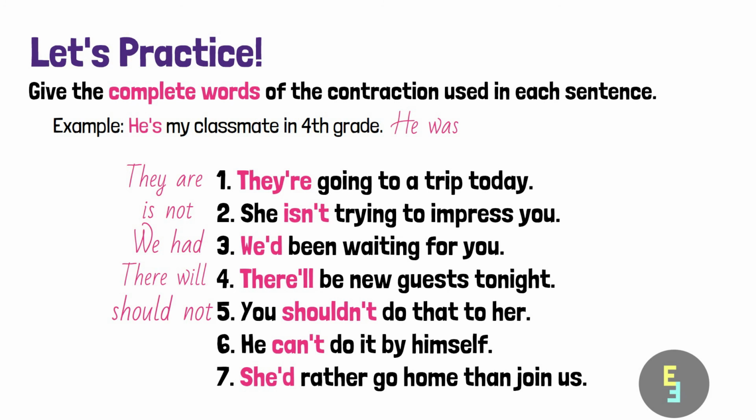Number 6. He can't do it by himself. The answer is cannot. Lastly, number 7. She'd rather go home than join us. What's the answer? She would.